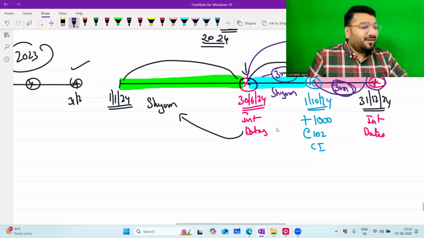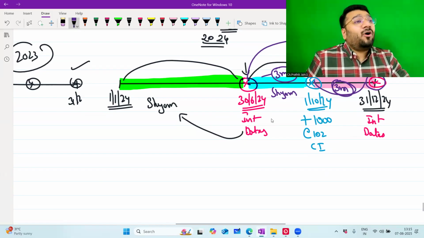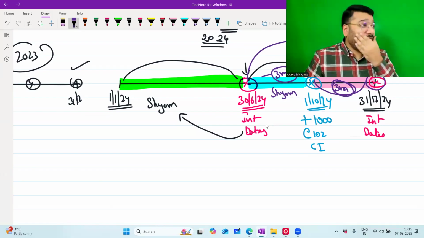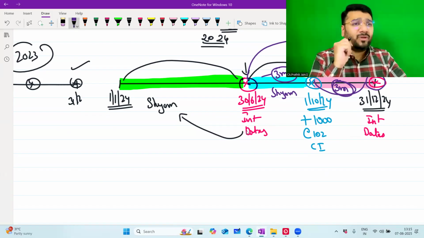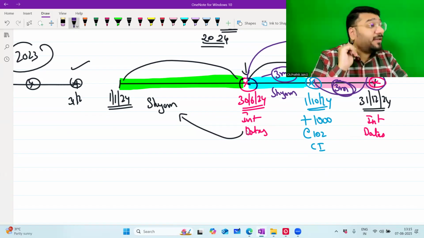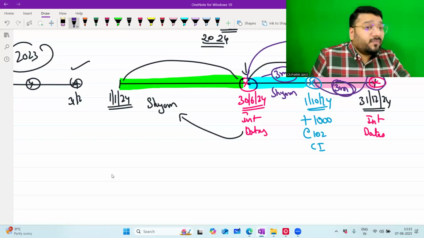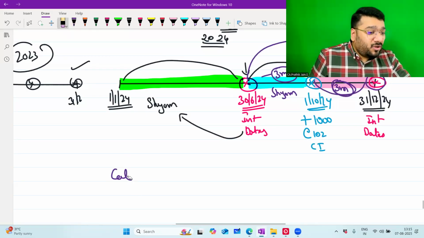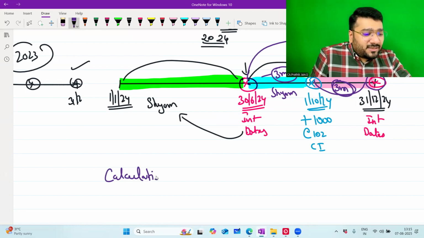Now, we are recording the journal entries in whose books of accounts? Ram. Okay. Before that, let's do some calculation. First calculation: not interest, cost. Calculation of cost of investment.